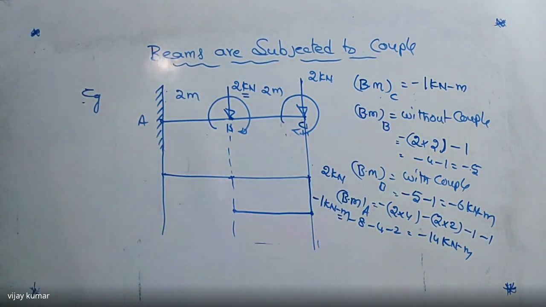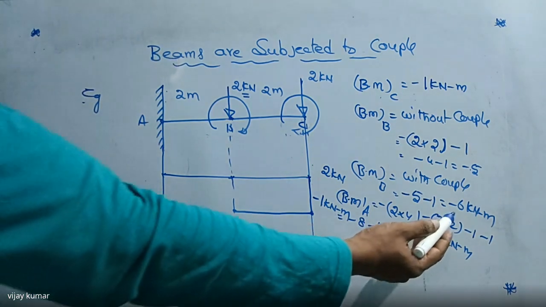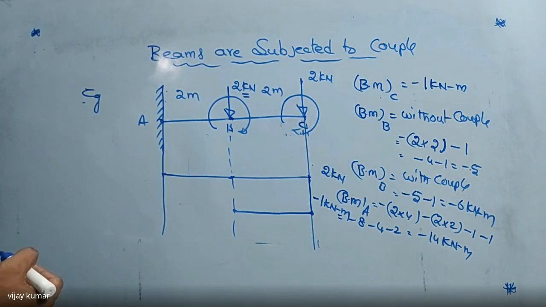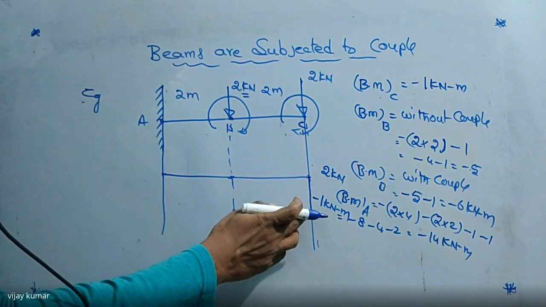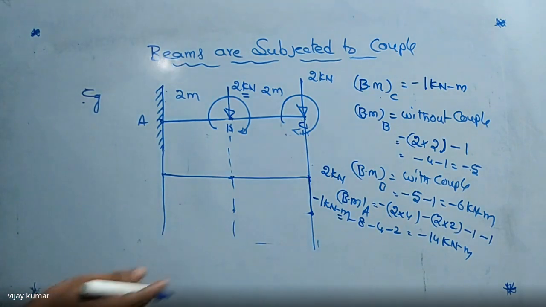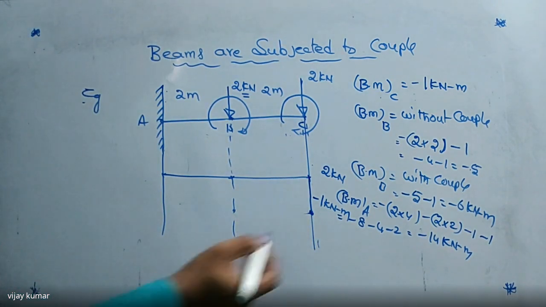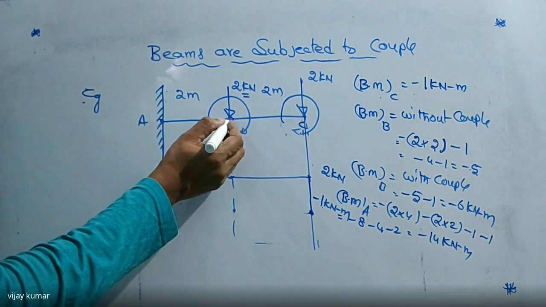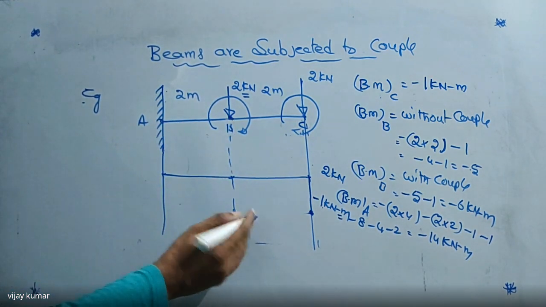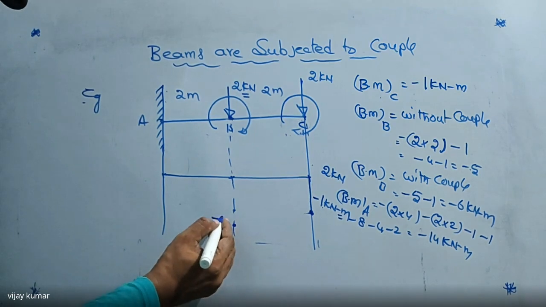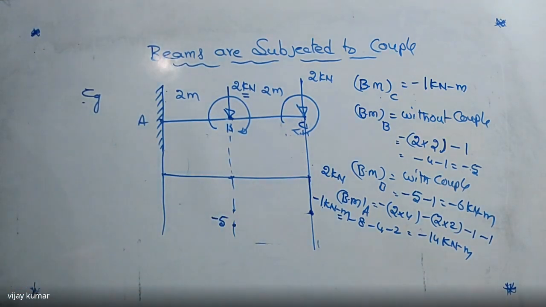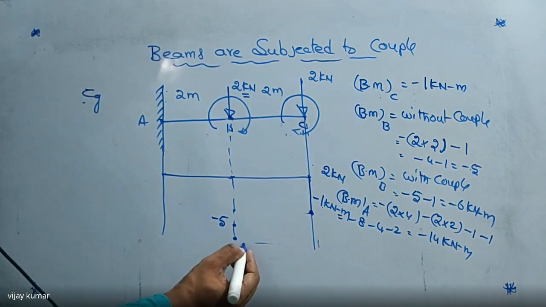without couple? Without couple, how much do you get? Minus 5. And with couple, minus 6. Did you get my point or not? So I'm going to draw like this. Listen carefully here. So this is the value of bending moment about C, and I want to find the bending moment about point B. Initially, I am getting minus 5 here, minus 5 here, that is without couple. With couple, we are getting minus 6.